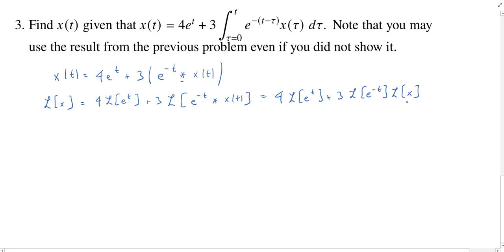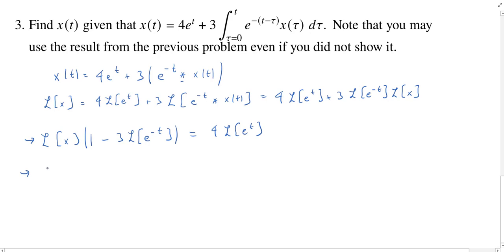All right, and I'll drop the of t, right? Okay, now as is usual when we're trying to solve a differential, or in this case integral equation, and we've taken the Laplace transform, right? We're trying to solve for the Laplace of the function we're looking for. So let's do that. Let's put all the Laplace of x's on one side. And let's see, on the left-hand side I had 1. And then I'm going to subtract over 3 copies of the Laplace of e to the negative t. And I'm just going to be left with 4 copies of the Laplace of e to the t.